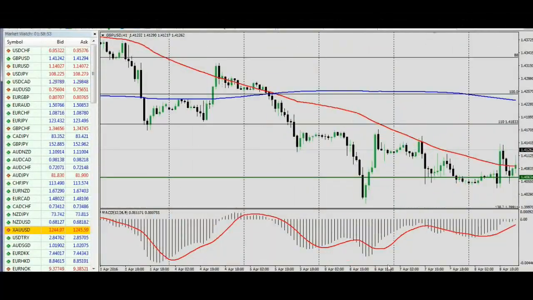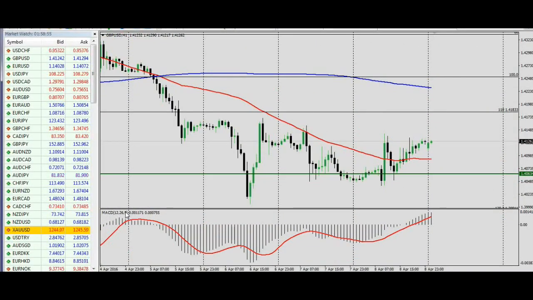Let's move on to GBP USD. If we look into the pair, we'll see that the pair started to make a higher high and higher low compared to the previous market movements. If we compare that, we basically could assume that the trend is shifting from the price action perspective.